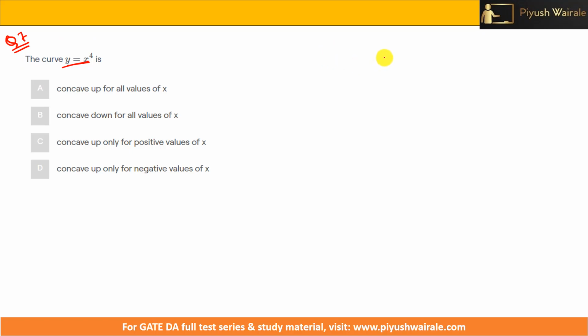So if you know, the graph of x to the power 4 is like this. Okay, it is x, this is y, and it is like this. So it's even power of x, right? So from the graph we can directly tell it is concave up for all values of x, right? It will be minima here like this. But how to solve this type of question using minima and maxima, right?